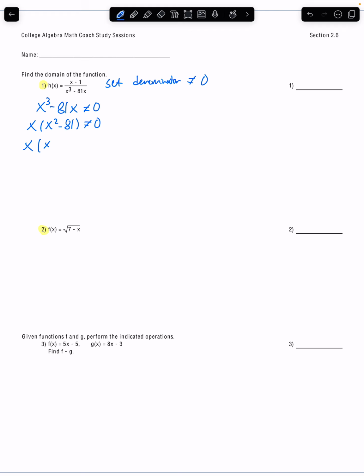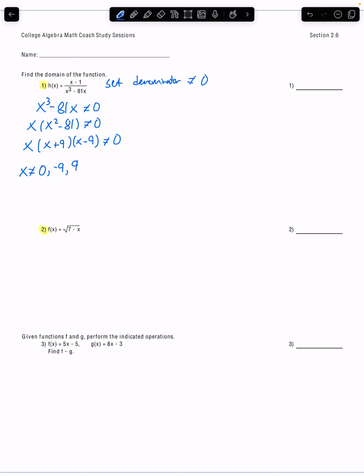By looking at it, we should be able to observe this. And then we can see x cannot be 0, -9, or 9, because then it would equal 0. If you plug 0 in, it would equal 0 and we can't have 0. If you plug -9 in, it'd be 0 and we can't have 0. If you plug 9 in, it would be 0 and we can't have 0.